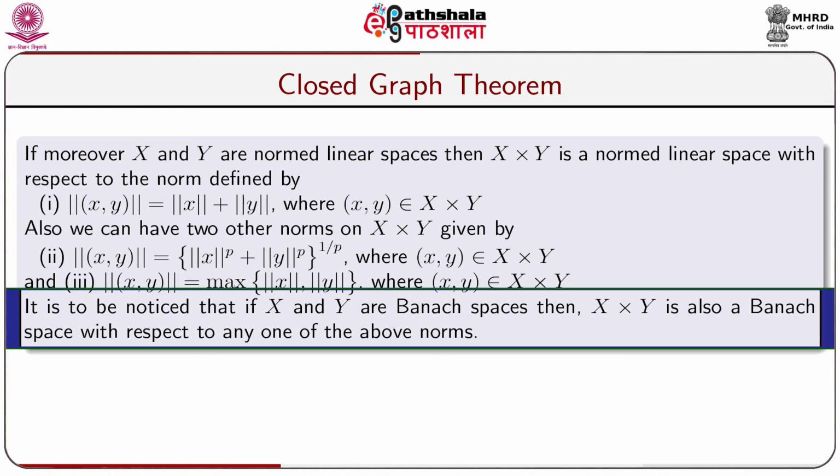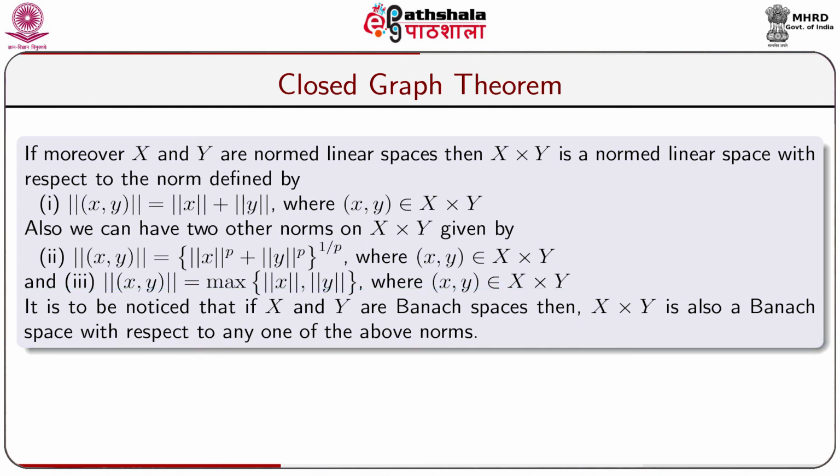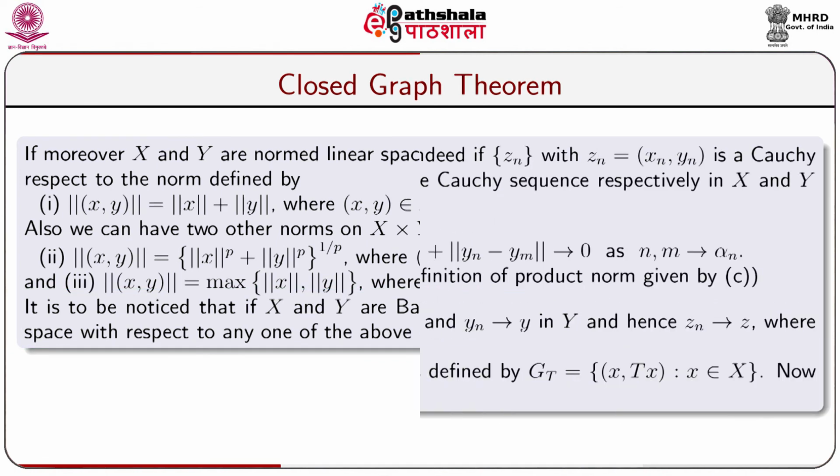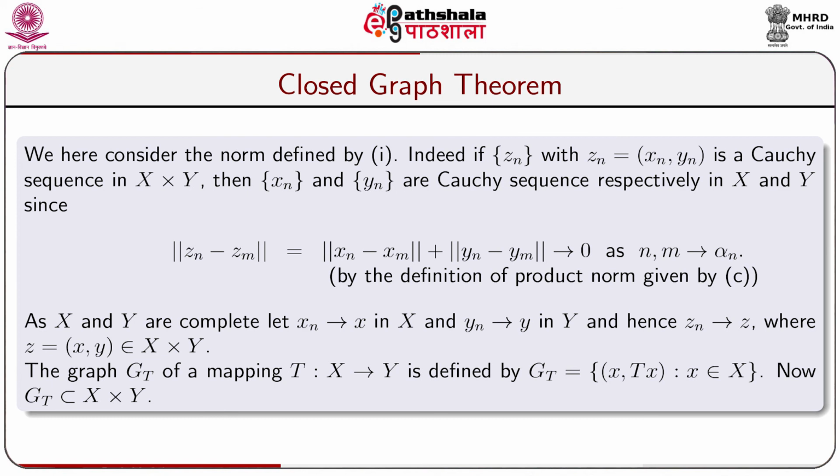It is to be noticed that if X and Y are Banach spaces, then X cross Y is also a Banach space with respect to any one of the above norms. We here consider the norm defined by 1. Indeed, if Zn, with Zn equal to the pair (xn, yn), is a Cauchy sequence in X cross Y, then the sequences xn and yn are Cauchy sequences in X and Y respectively.